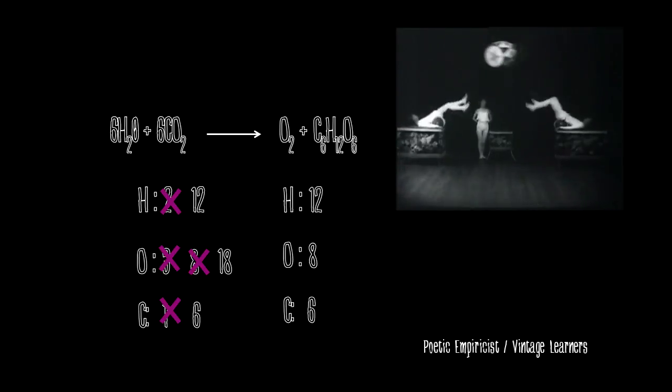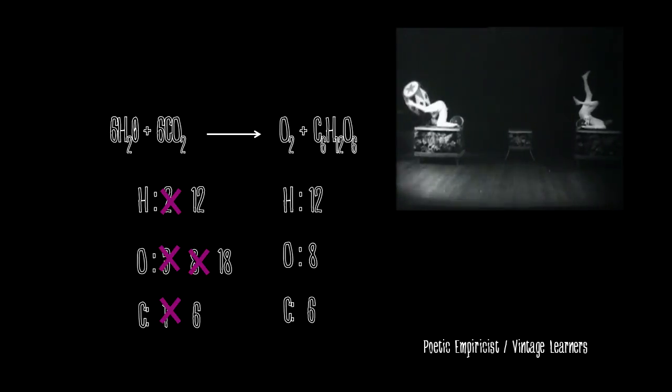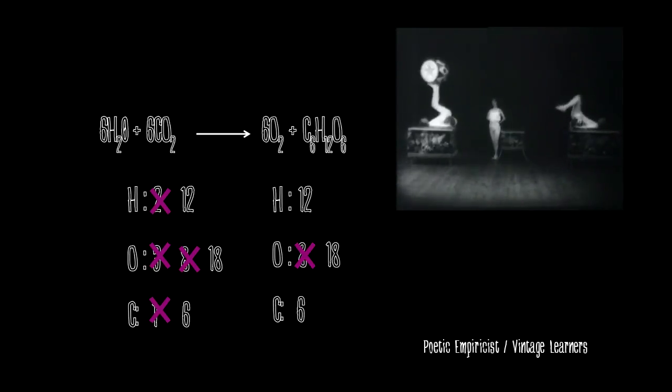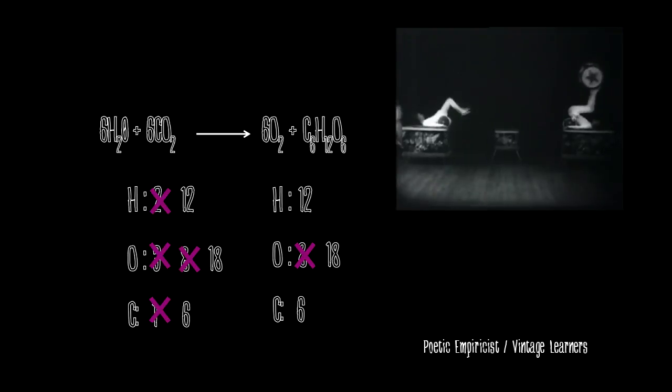Now that changes our oxygens again. Fortunately, this will be our last balancing move since oxygen is a lone element and manipulating it will not change anything else. The number of atoms of each element match on the reactant and product side. Our equation is balanced.